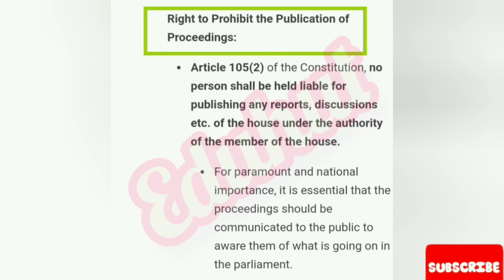Right to prohibit the publication of the proceedings. Article 105(2) of the Constitution: no person shall be held liable for publishing any reports, discussions, etc. of the House under the authority of the member of the House. Of paramount and national importance, it is essential that the proceedings should be communicated to the public to make them aware of what is going on in the Parliament.